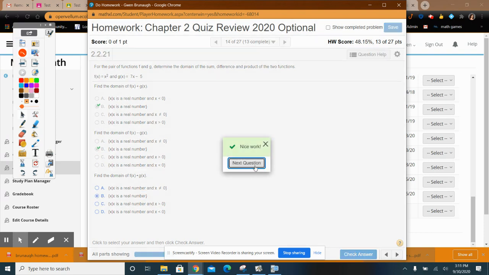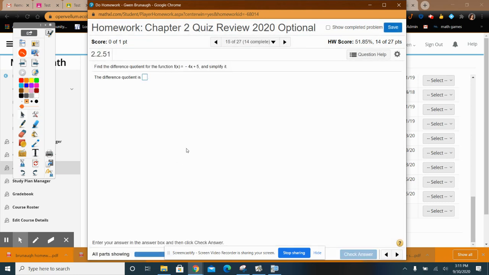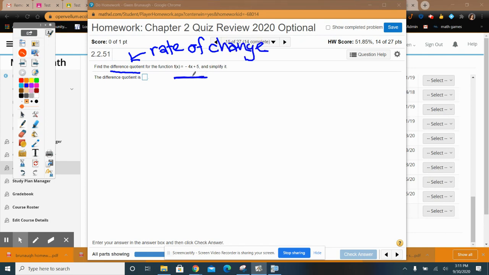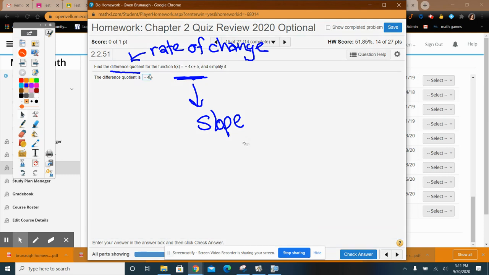The only thing that would not be that would be the quotient if you would divide them. This is asking me for the difference quotient. We know another word for a difference quotient is the rate of change formula. And because this is an equation of a line, that's a fancy way of asking me for the slope. There's no work required for this, but you have to know that they're asking me for the slope.